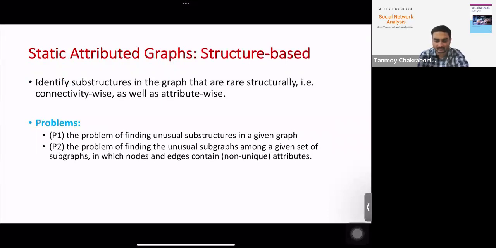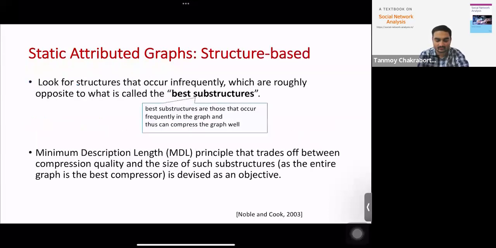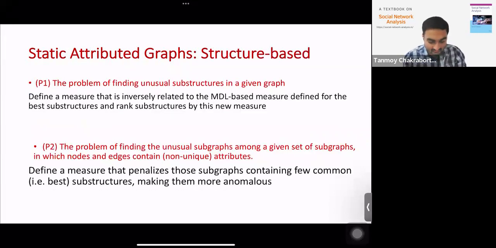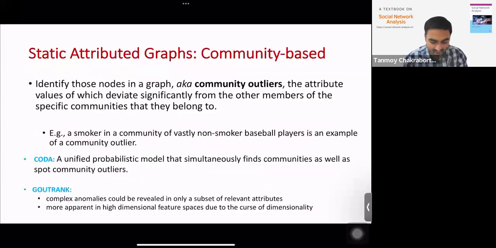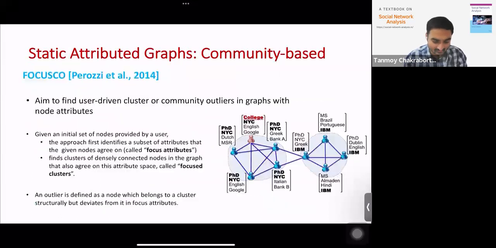We have attributes corresponding to nodes, and then we look at those nodes which not only are different from the other nodes in terms of structure, but also attributes, right? But this is also community centric, right? So there are many problems that we encounter. But now let me directly move to this algorithm. So this is called FocusCo.